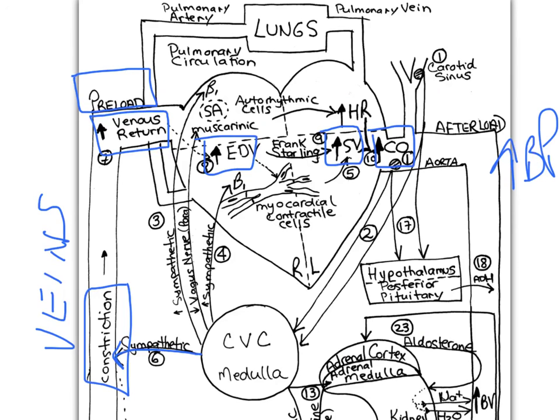So the sympathetic nervous system is affecting stroke volume in two different ways: directly by the norepinephrine binding to beta-1 adrenergic receptors on the myocardial contractile cells, as indicated right here, and also indirectly by increasing venous return, increasing end diastolic volume, and increasing stroke volume.